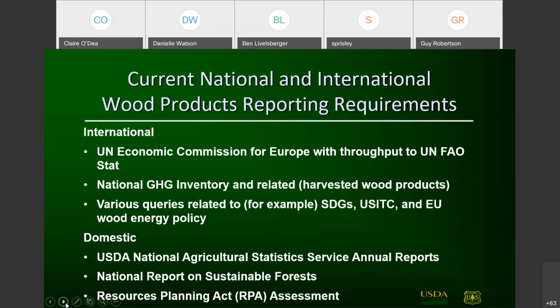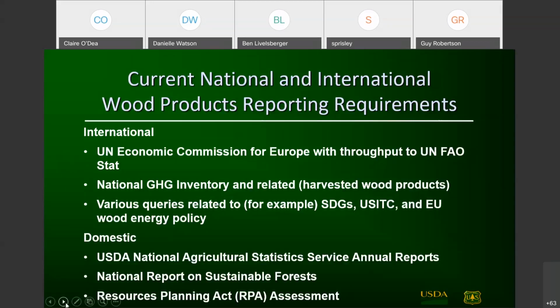And that brings us to the question of what these reporting requirements actually entail. There are various reporting vehicles, including United Nations regular statistical reports, inputs on wood energy and carbon and harvested wood products at the National Greenhouse Gas Inventory. This speaks back to some of the things that Michael was talking about, and also Elaine, and various queries for other international environmental and trade processes. And finally, Forest Service national reports such as the National Report on Sustainable Forests or the RPA assessment.